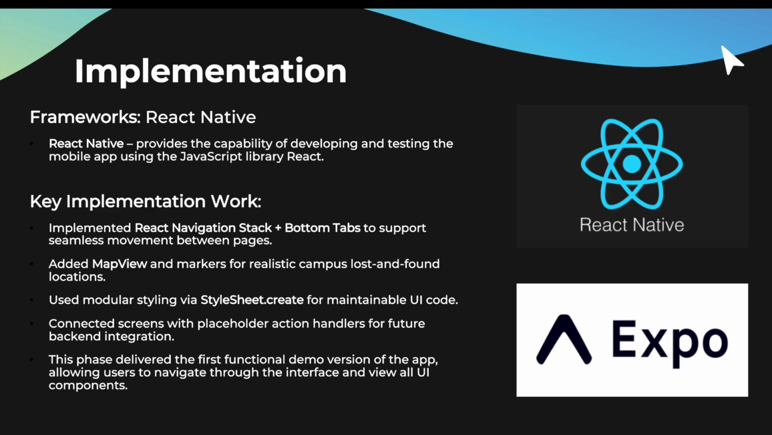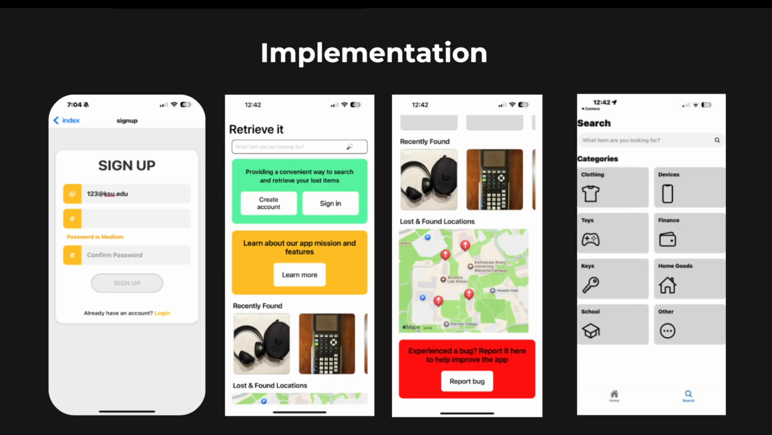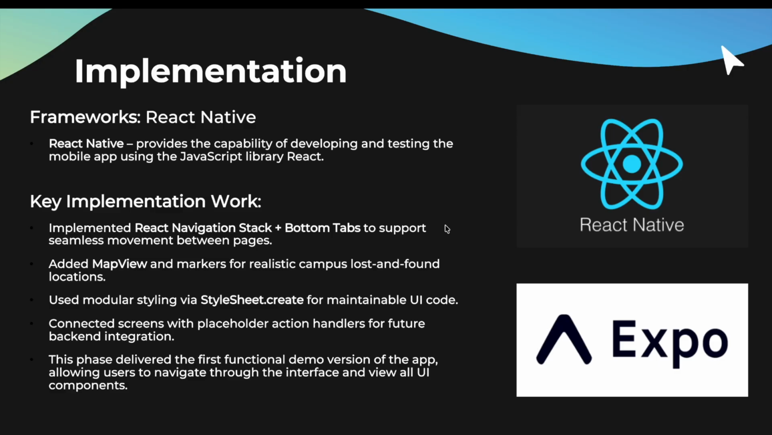Our key implementation work: we implemented React Native, React Navigation stack, and bottom tabs to support seamless movement between pages. We also added map view and markers for realistic campus lost and found locations, just like you see here. And then we used modular styling via StyleSheet.create for maintenance and UI code.